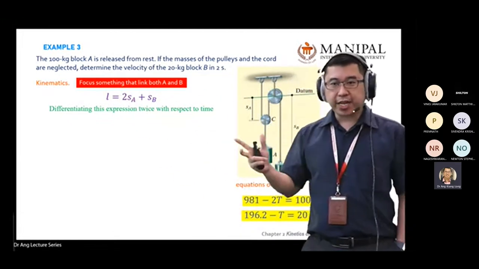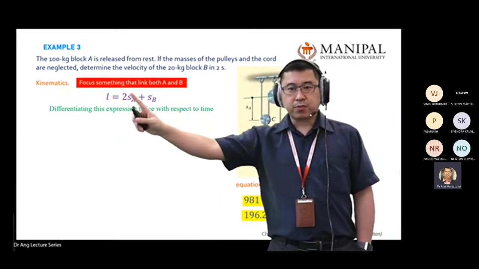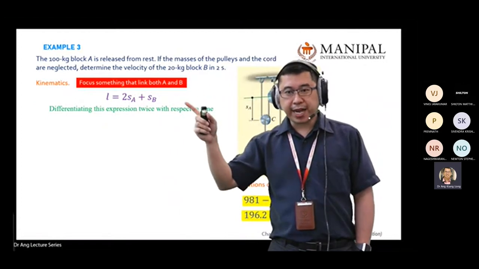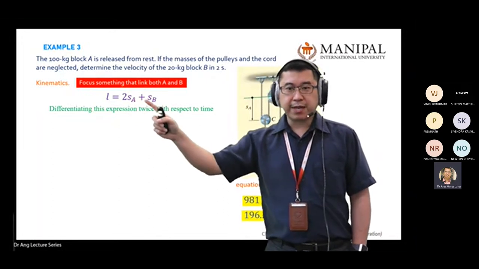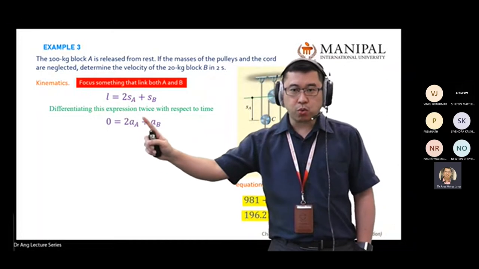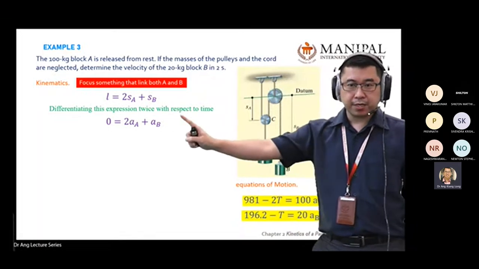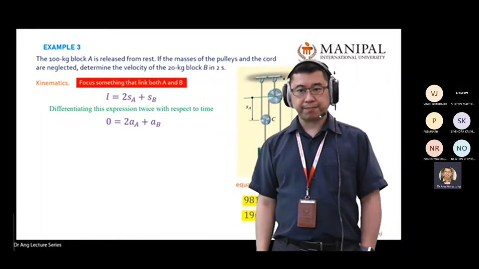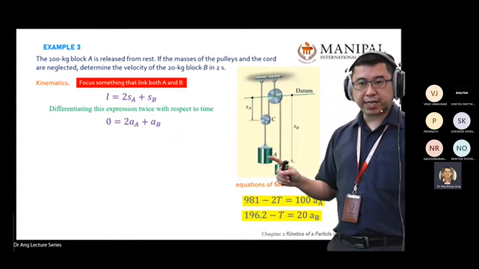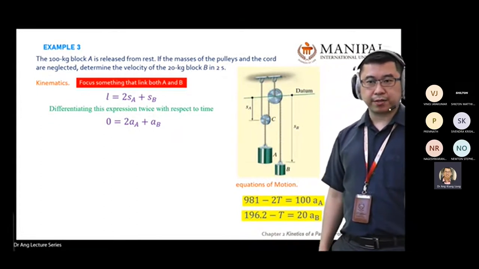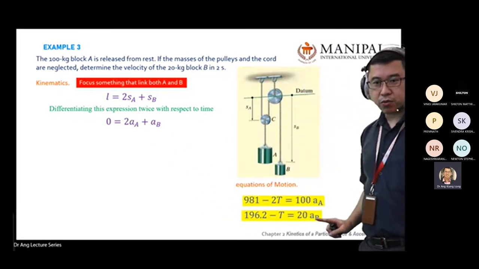The length doesn't change at all, so when you take dL over dt, you always get zero. This one, S_A, you differentiate over time one time, or ds/dt, you get velocity. And you differentiate one more time, you get acceleration. So you get 2a_A plus a_B. From here to here, you're using differentiation over time. Okay, so this one you learned before in chapter one, last section, when we link the motion of two bodies together. Now this is the third equation that can link these two equations.